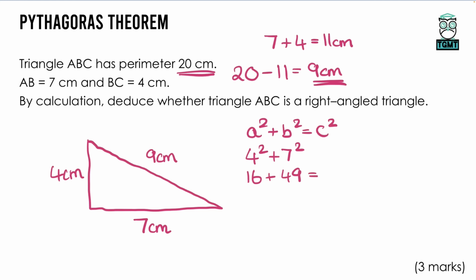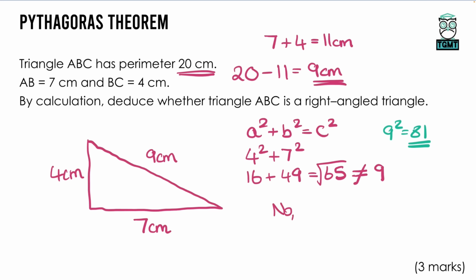When we add those together, we get, well, 49 plus 6 is 55, plus the 10 is 65. Now the square root of 65 is not equal to 9. Likewise, we could, to the side, do 9 squared, which is equal to 81. So we were looking for the answer 81. In this case, we've not got the answer 81, we've got the answer 65, and therefore this is not a right angled triangle. So my answer would be no.